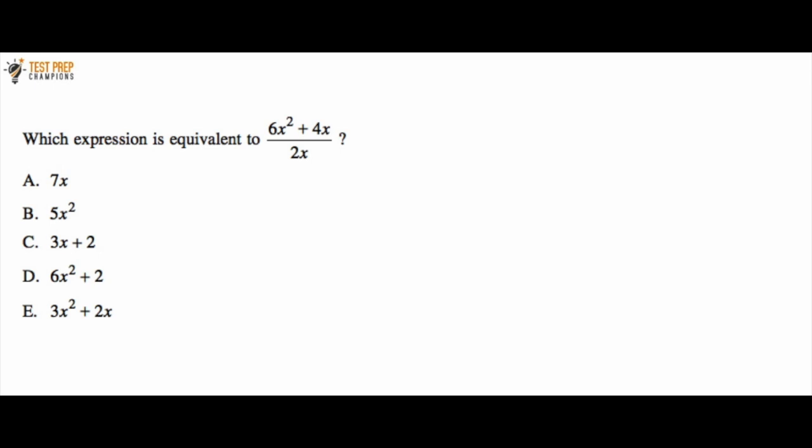Okay, so in this case, what I see right off the bat is that each term that we look at here has an x in it, and each term also is divisible by 2. So what I can do here is divide everything by 2x. If I do 6 divided by 2, what does that give me? It gives me 3. And if I do x squared divided by x, I simply get x.